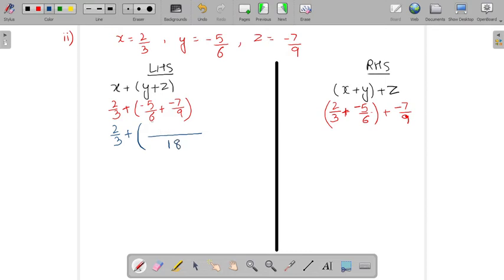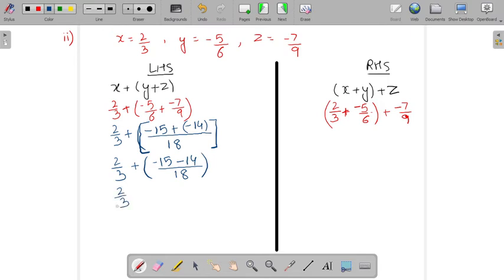So, 18, divide from below, multiply above. If you do the division, 3 and minus 5 multiply, so minus 15, plus 2 multiply minus 7, so it would be minus 14. Keep this bracket like this. So, next step, 2 by 3 plus minus 15 plus multiply minus, open the bracket, plus multiply minus would be minus 14 upon 18. What should be the next step?